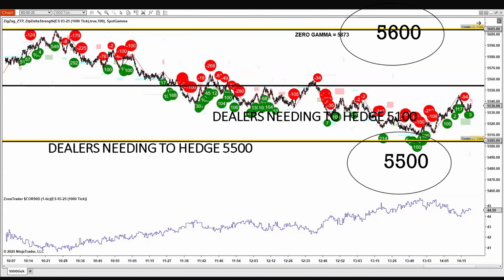Spot Gamma puts out those numbers every day, including where support and resistance sits. And what you're seeing on this chart right here is the support and resistance that they're basically showing at 5,600 and 5,500.